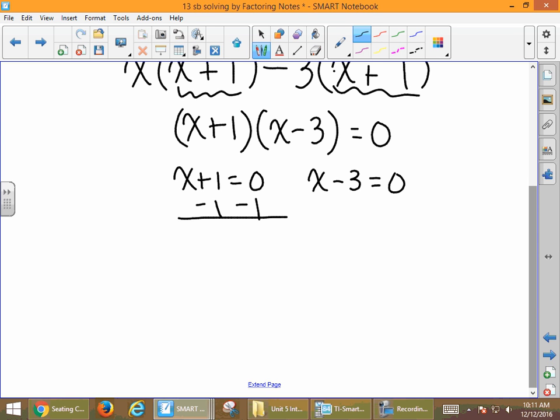And some of you probably don't need to do that step. You probably can go from x plus 1 equal to 0 to x equals negative 1, and x minus 3 equals 0 to x equals 3. And when you're comparing, if you look back up there at our picture of our quadratic and our values, sure enough, they are the same. Negative 1, positive 3.